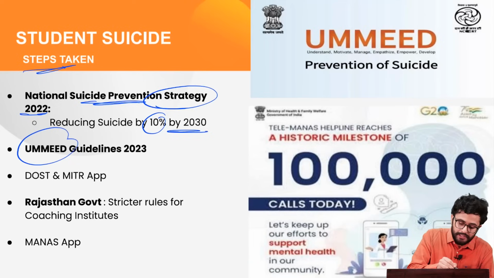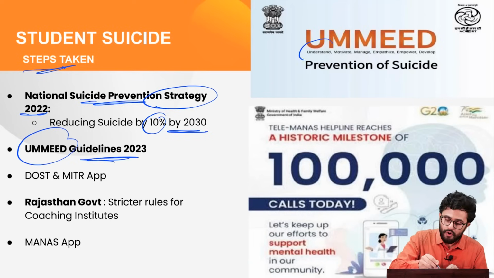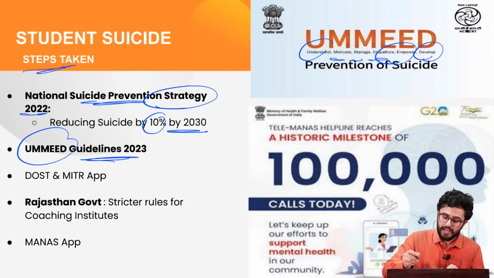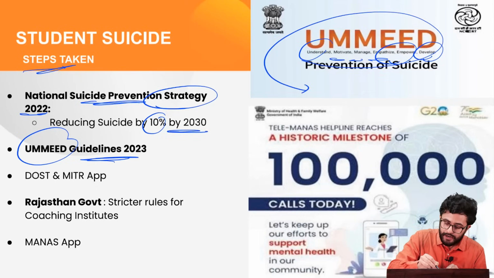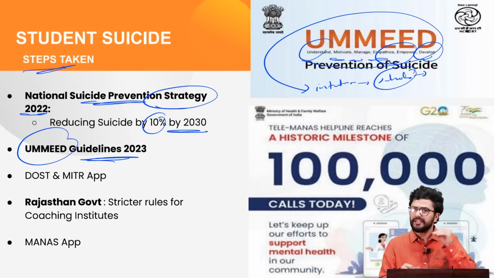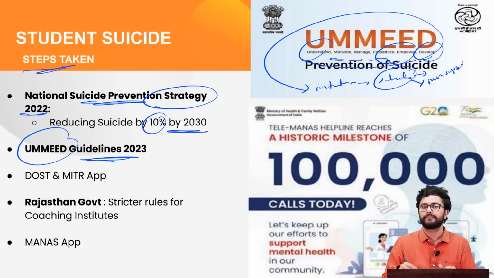Then the UMEED guidelines were launched in 2023. UMEED, which stands for understand, motivate, manage, empathize, empower as well as develop these young students. These UMEED guidelines act as a kind of instructions to the schools where they shall create an early distress system. They shall sensitize the teacher as well as provide for mental health support.